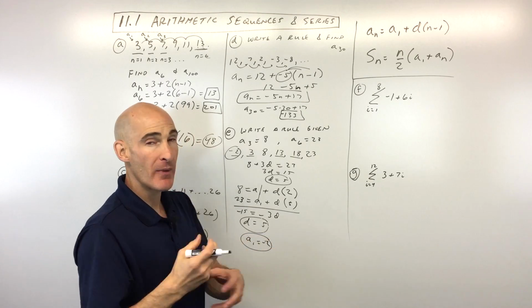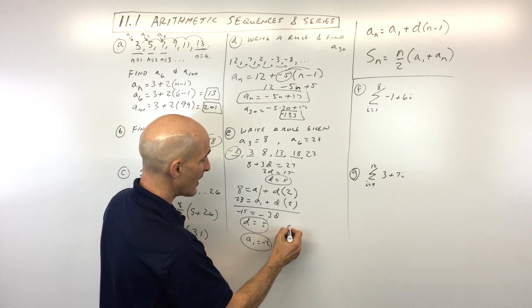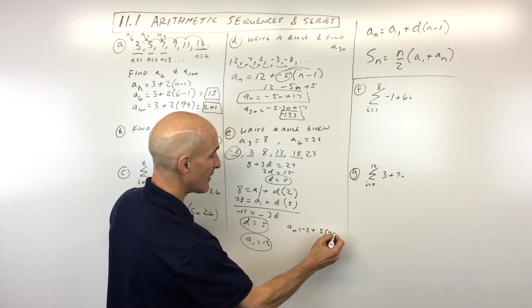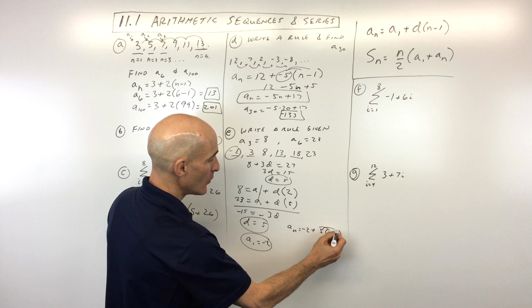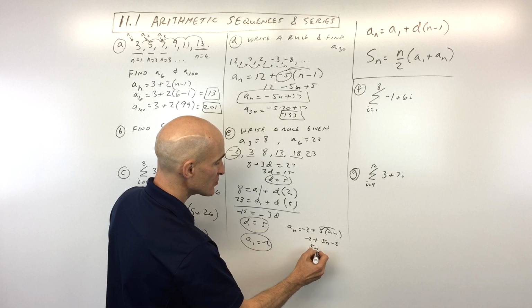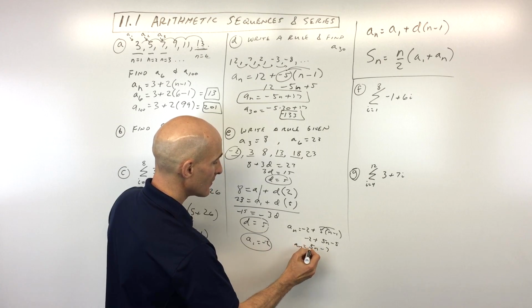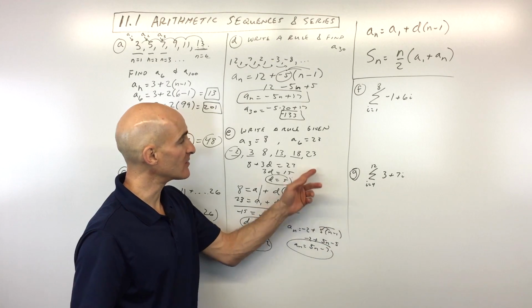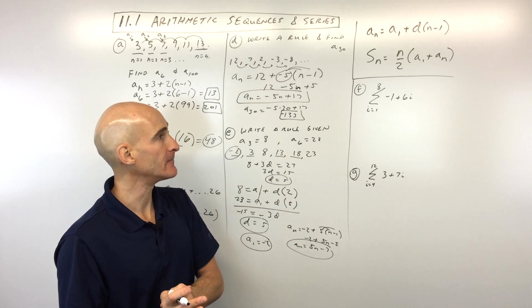So now if we put it all back together into a formula, we've got a sub n equals our first term, which is negative 2, plus 5 times n minus 1. We can simplify this a little bit. 5n minus 5. Combine like terms, we get 5n minus 7. That's our formula. If you want to test it out, the sixth term would be 30 minus 7. Yep, that's 23. You can verify.